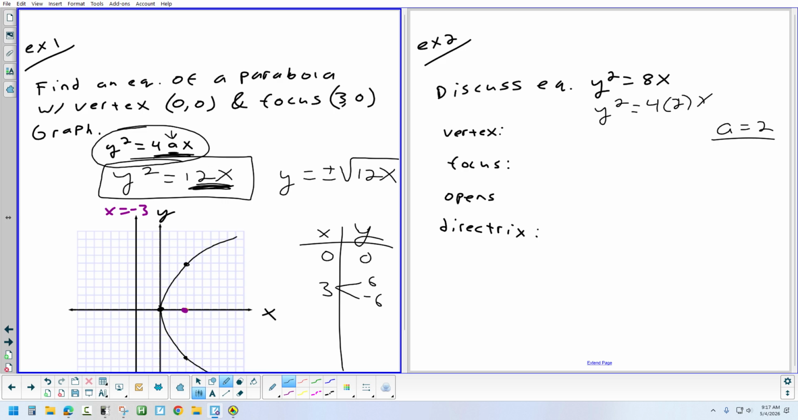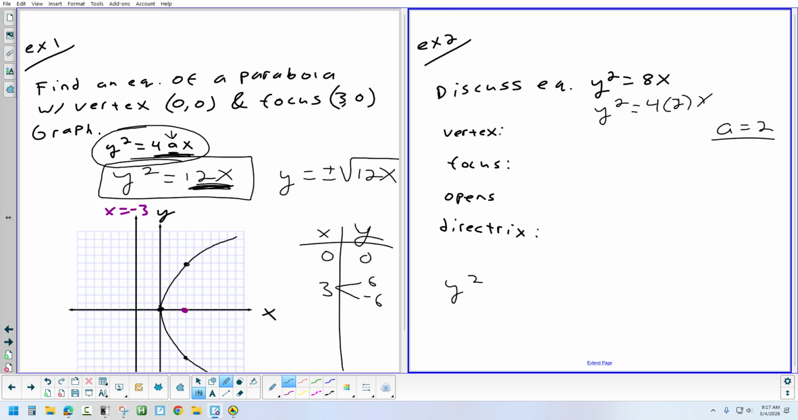Like if that was y squared equals 5x, well now you've got to have something like whatever you would need in the middle. Whatever you would need there, if that was the original problem, you'd need a fraction now, like 5/4. So a would be 5/4.